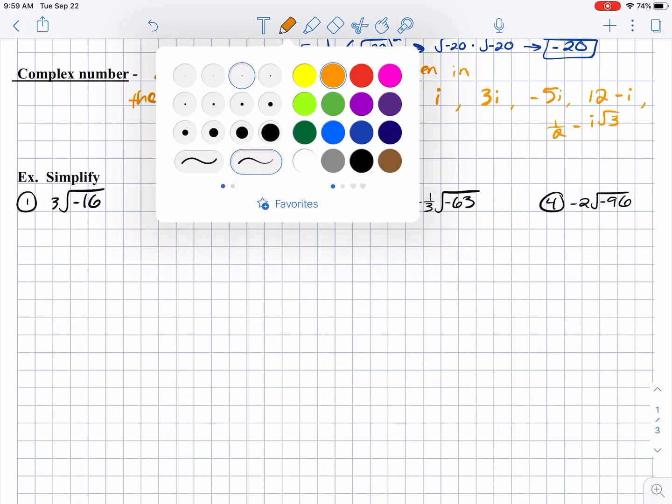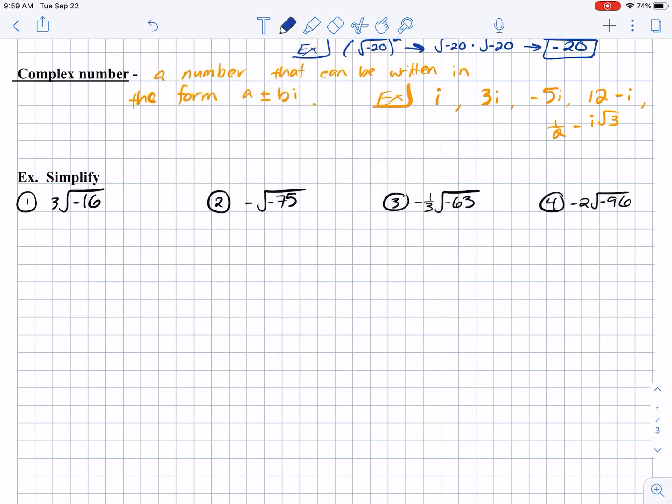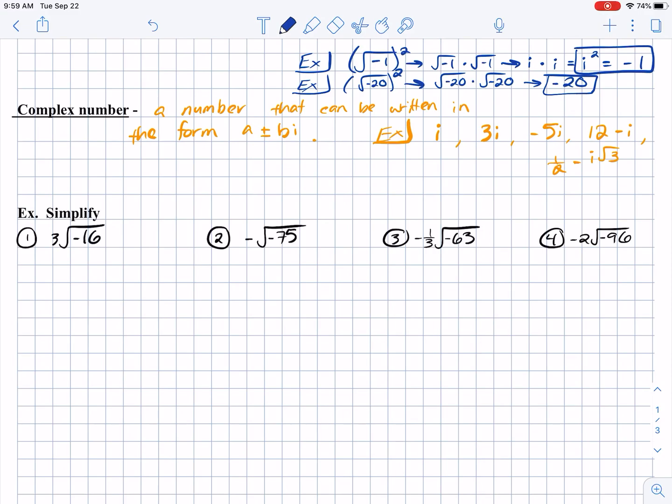Okay, so let's go ahead and do that. Let's work out these examples where we're simplifying these radical expressions and pulling out i as our root -1. Okay, let's try number 3 together, and then I'll let you work out these examples on your own. Okay, or sorry, number 1.